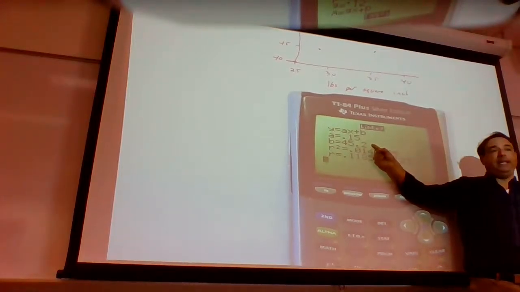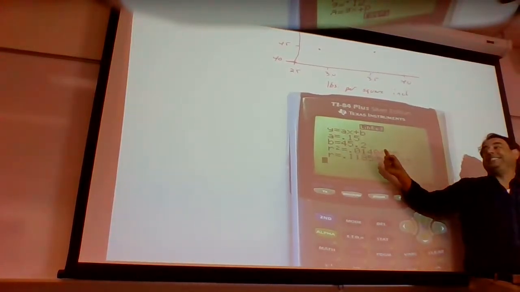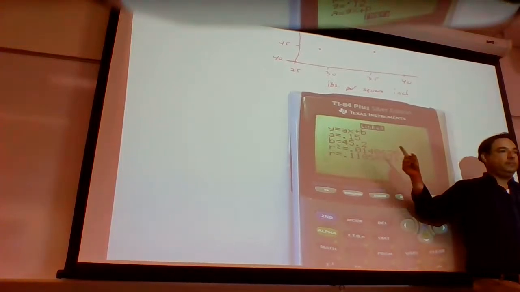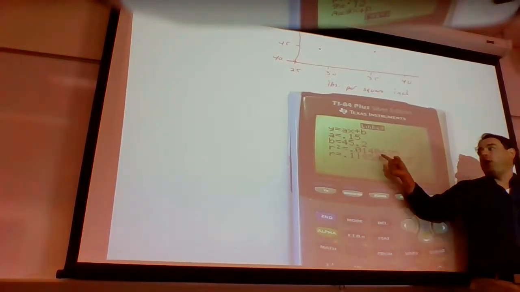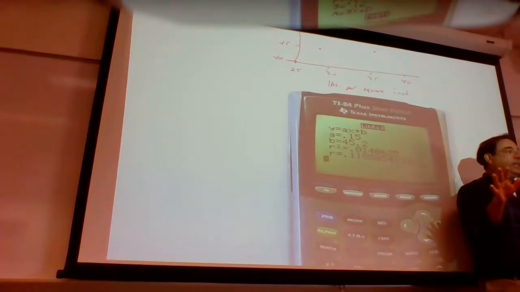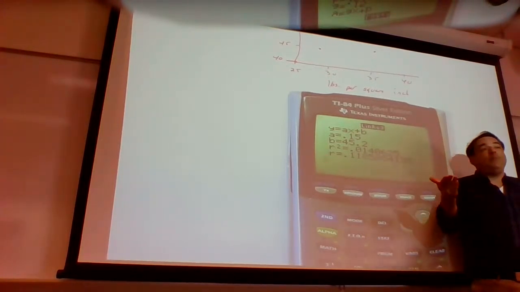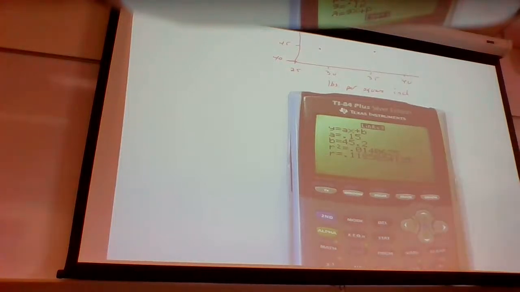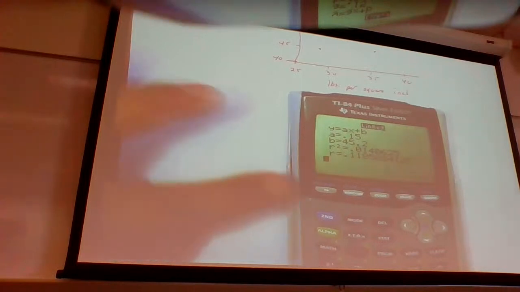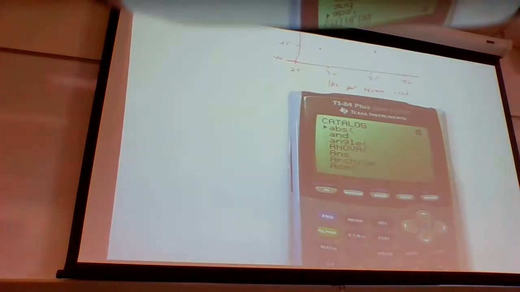Does everyone see B? Is anybody missing R squared and R? For those that are missing R squared and R, it's a one-time only thing. You never have to do it again. All of you can do it if you want, but it's a one-time thing. It's just to turn on a setting. If you're missing R squared and R, or if you just want to follow along, push second 0.